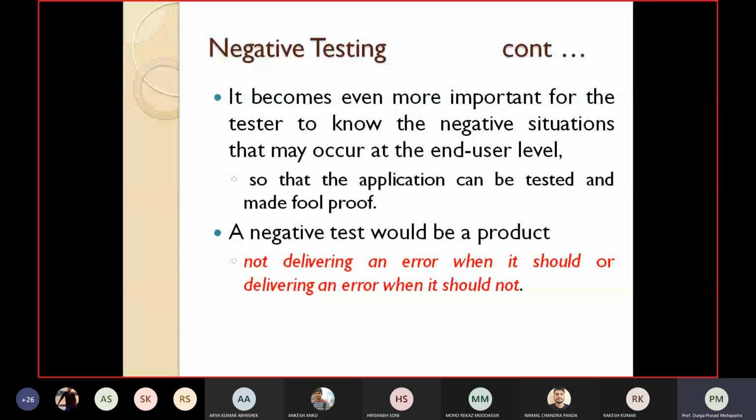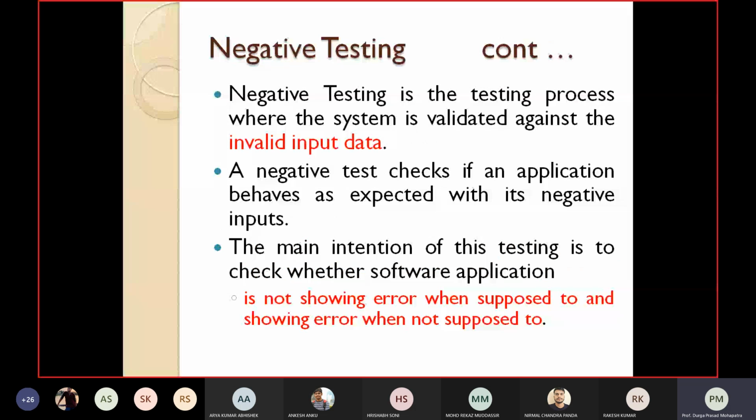Negative testing is the testing process where the system is validated against invalid input data. In positive testing, it is validated against valid input data. A negative test checks if an application behaves as expected with negative inputs. The last bullet I have already explained. The major objective of negative testing is to check whether the software is not showing an error when it is supposed to show one, and showing an error when it is not supposed to.